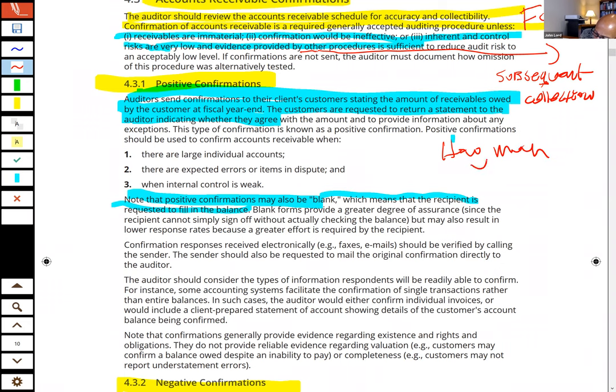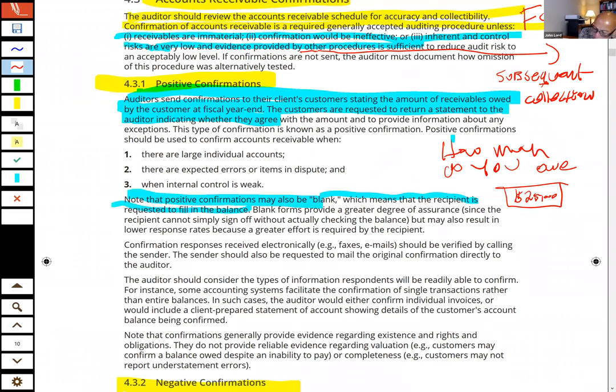So what happens? You give your clients, how much do you owe? That's how we say it in Philly. Okay. How much do you owe? And you leave it blank. That's blank positive, and then they have to what? Fill it in and send it back to you.